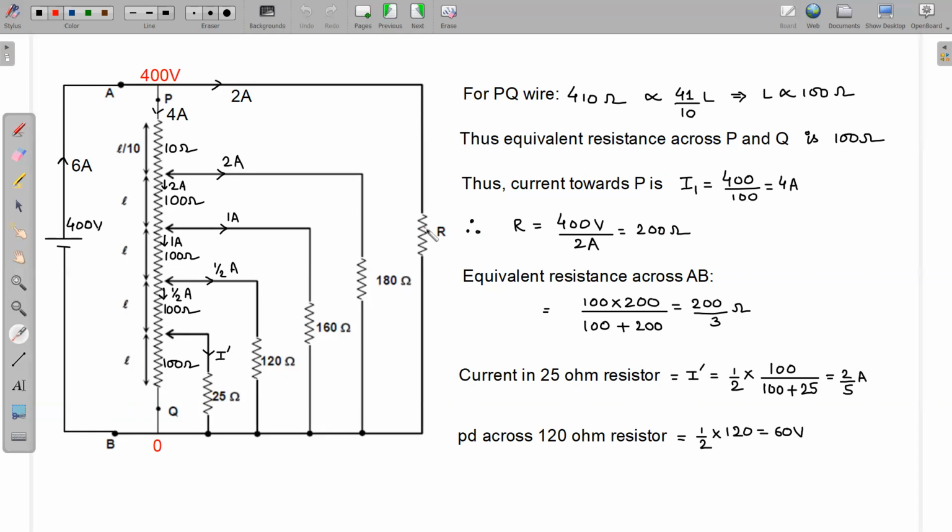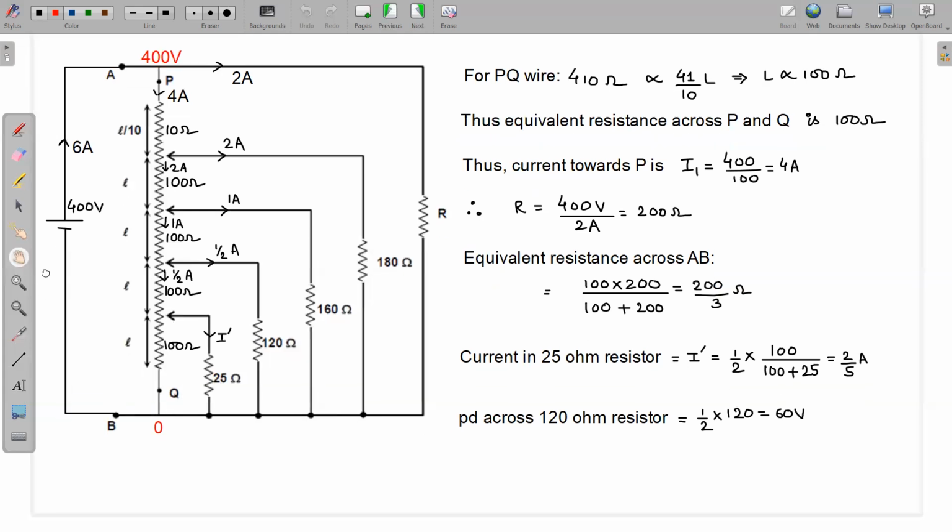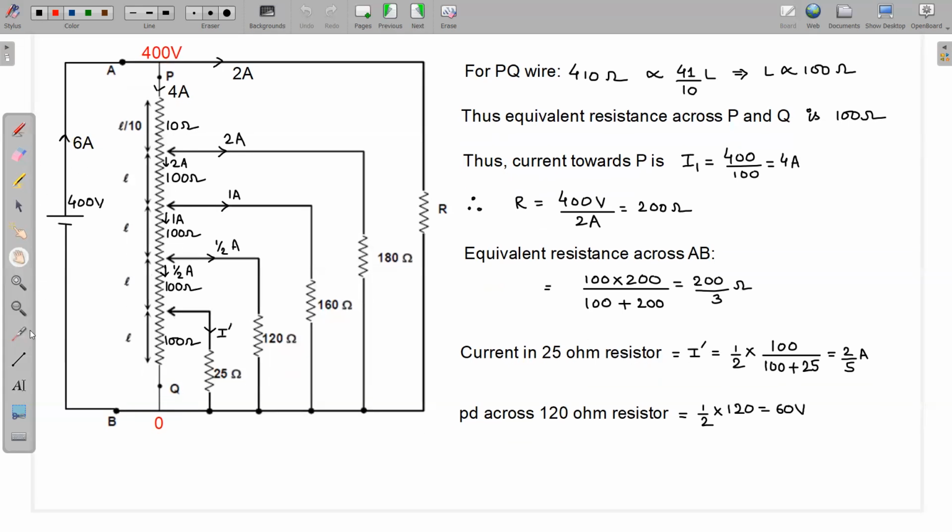Now if you know the value of capital R, which is 200, what is the equivalent resistance across AB? Across PQ it was 100 and the value of capital R is 200, right? So 100 ohm and 200 ohm will be in parallel combination, which gives an equivalent of 200 by 3 ohms. So the equivalent resistance across AB, or across the battery, is 200 by 3 ohms.